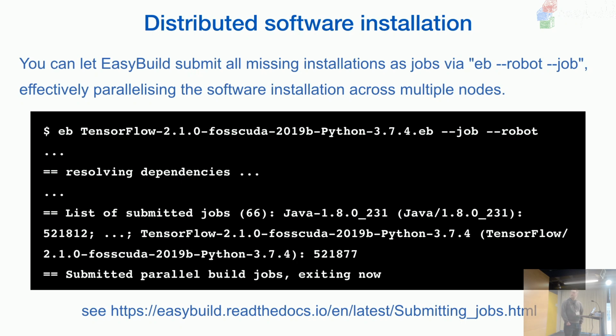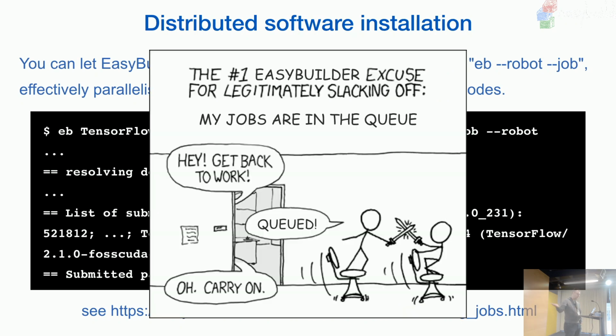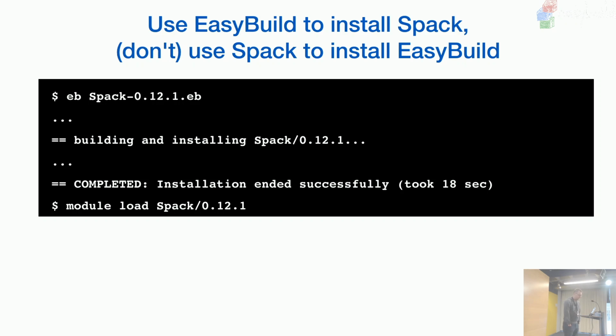So if you need to install TensorFlow and you don't have the toolchain yet, you just do --job --robot. It submits 66 jobs for you who sit waiting in the queue until the dependencies are there, and then they can get started. By default, it uses Slurm as a backend, and it will set dependencies between the jobs to ensure things run in the right order. So if your boss goes, what are you doing? Aren't you supposed to be installing TensorFlow? You say, yeah, it's in the queue. And yeah, it's one of the features I like a lot.